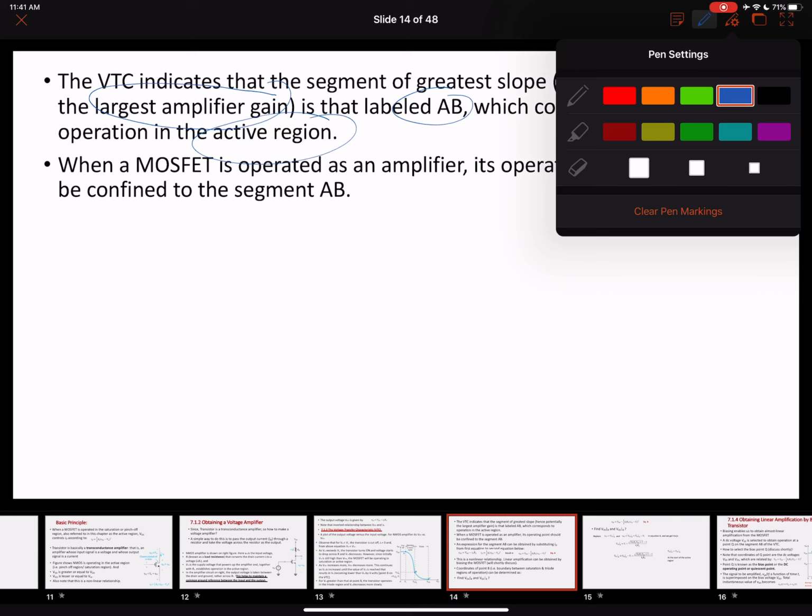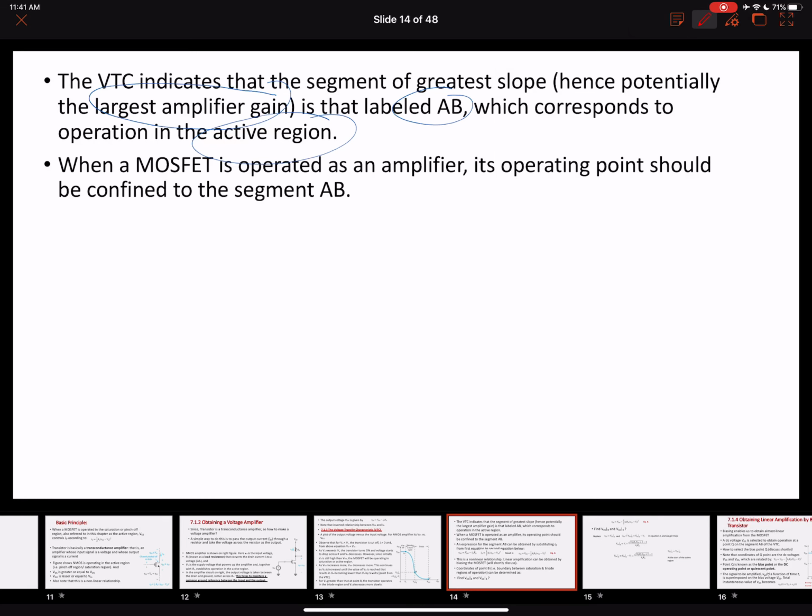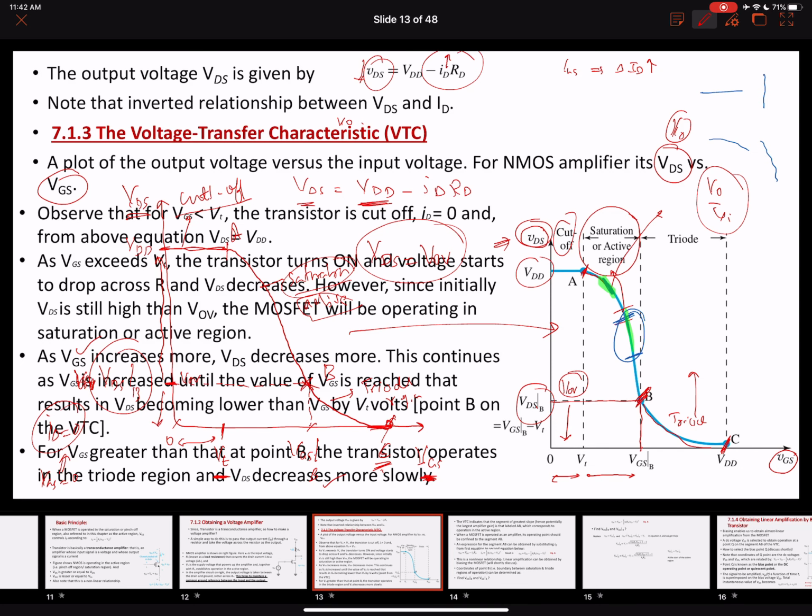Another important concept is that during this amplification process, we want to make sure that our transistor remains in the saturation region, in the section A and B. Its operating point will be confined to the segment A and B. It will not go beyond it, because if it goes over here, it is going to be in the cutoff region, or outside B, it is going to be in the triode region where the slope is much different, and we're going to get very nonlinear amplification values. We will discuss that in more detail.